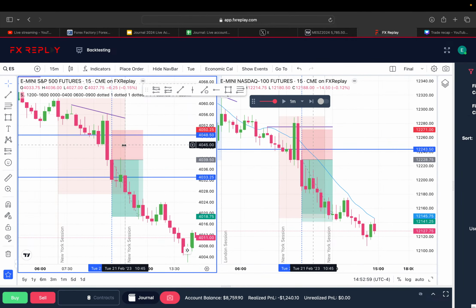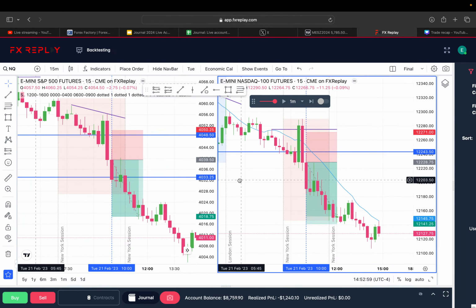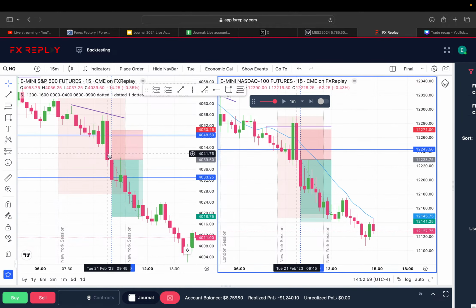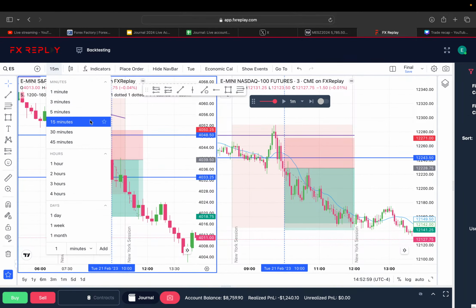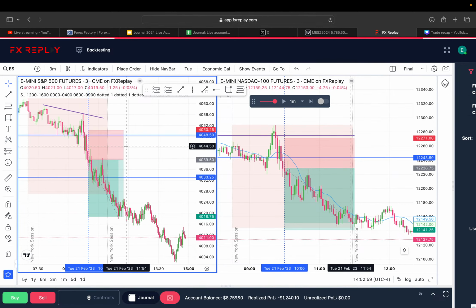Obviously, yes, you could have. This is obviously the 15-minute chart. So on the 15-minute chart, you wouldn't have gotten a better entry in general if you got on at 9:30. However, if you went to the 3-minute chart on both, let's see what your entry could have been. And usually it's still kind of the same.